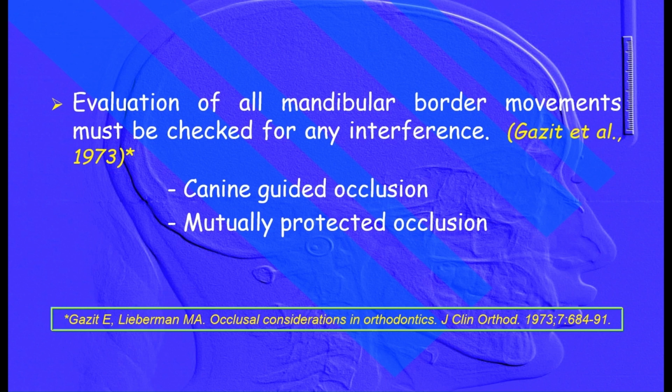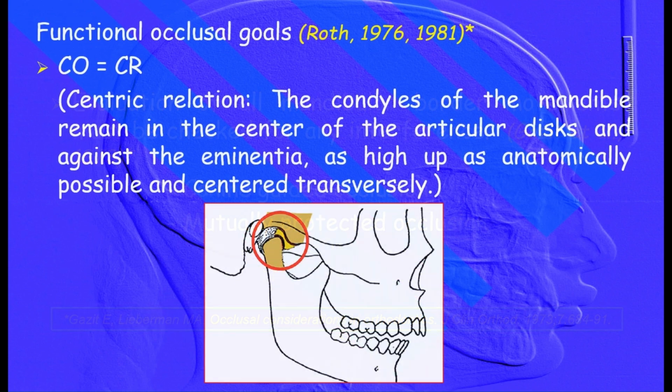The goal at the end of orthodontic treatment should be to achieve a canine-guided and mutually protected occlusion unless specific situations exist. In the functional occlusal goals, the intercuspal position and retruded contact position must coincide with each other. That is, centric occlusion, or CO, must coincide with centric relation, or CR. That means there should not be any interference when the mandible moves from centric relation to centric occlusion.